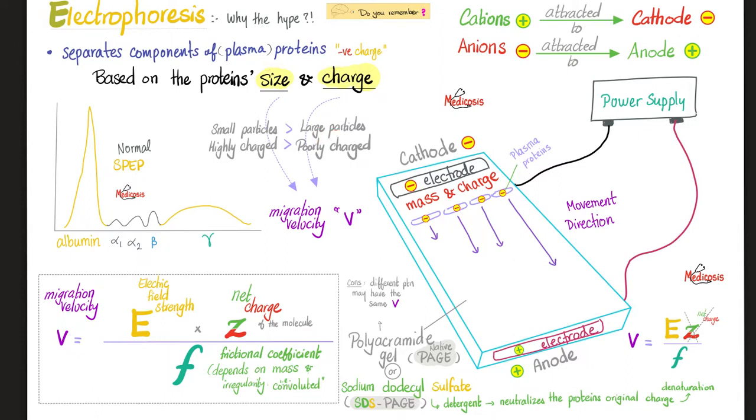Moreover, small particles travel faster than large particles. Of course, it's just common sense. Chubby people take longer. Bad joke, I'm sorry. I'm just trying to help you remember your electrophoresis.